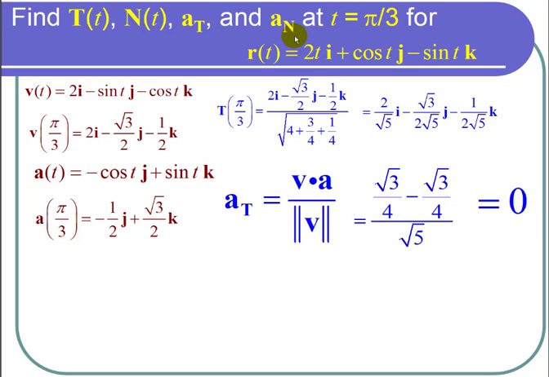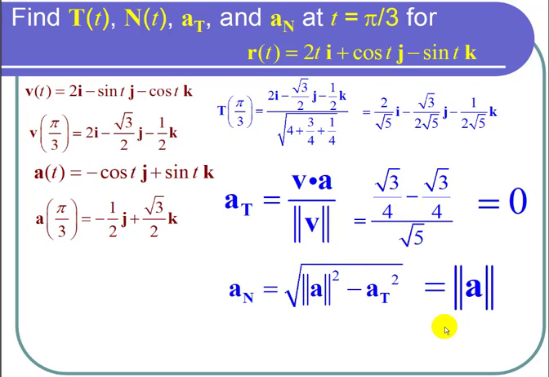So now let's find the normal component of the acceleration vector, a sub N. I use a formula that says that a sub N is equal to the square root of the magnitude of a squared minus a sub T squared. A sub T is just 0, so this is just the square root of the magnitude of a squared, and that's just the magnitude of a. But the magnitude of a is the square of negative 1/2, that's 1/4, plus the square of root 3 over 2, that's 3/4, all under a square root. So 1/4 plus 3/4 is 1, and the square root of 1 is 1. So I just get that the normal component of the acceleration vector is equal to 1.